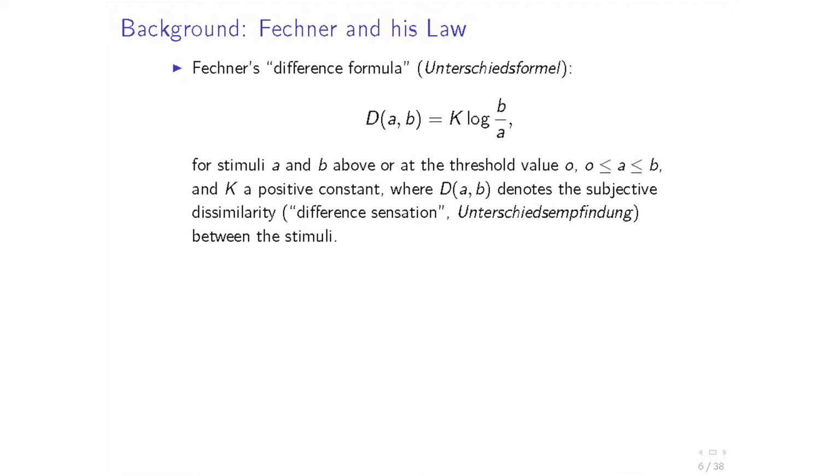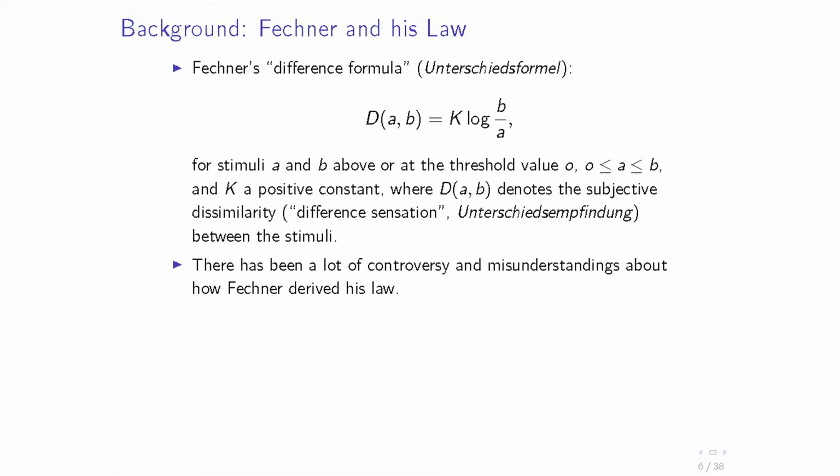So, what is Fechner's law? When we have stimuli with intensities A and B above or at the threshold, let's call them A and B, and O be the threshold, then in our terminology, now this is not exactly how Fechner would have written it, the subjective dissimilarity between those two stimuli, what he also called the Unterschiedsempfindung or different sensation, according to his law, is just proportional to the logarithm of the ratio of the intensities of these stimuli.